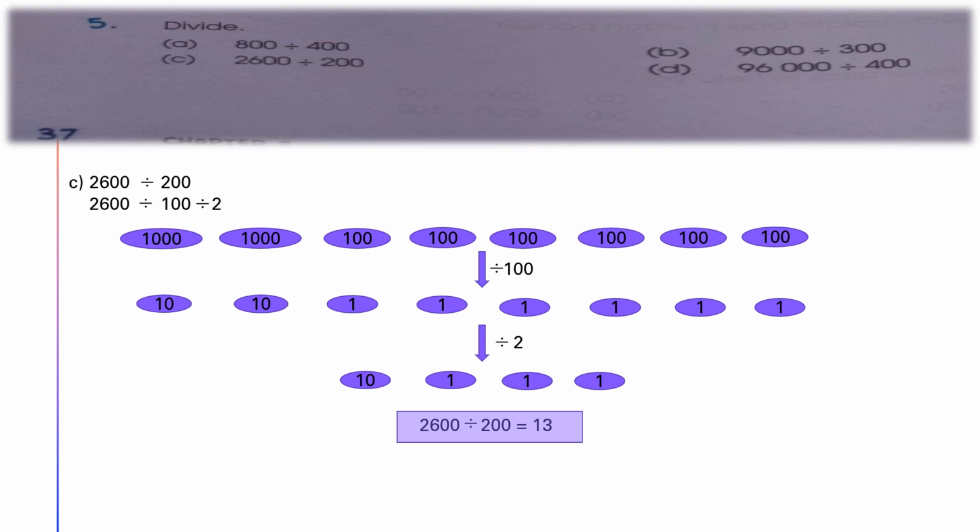For 2,600, we have 0 ones, 0 tens, 6 discs of 100 and 2 discs of 1,000. When these are divided by 100, we have 2 tens and 6 ones, which means 26, which is further going to divide by 2, and as a result we have 1 ten and 3 ones, which means 13. So when 2,600 is divided by 200, the answer is 13.